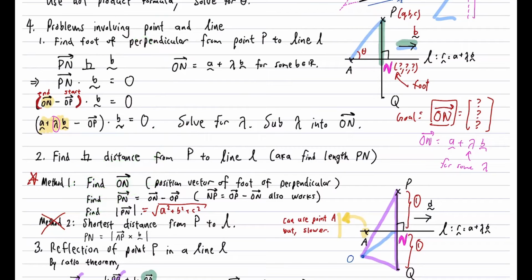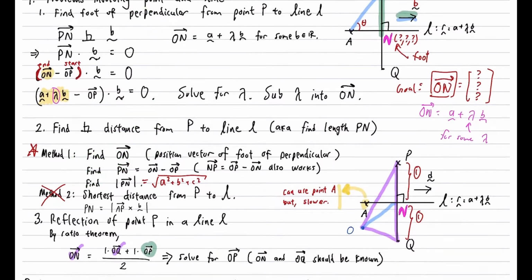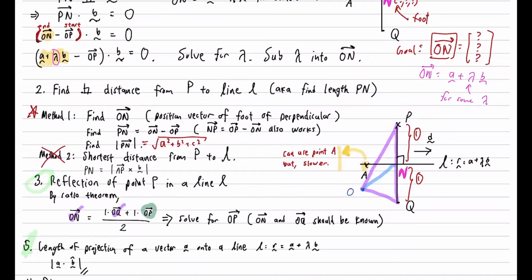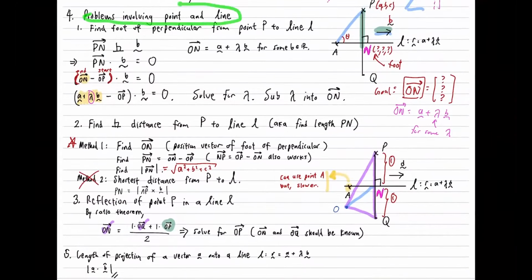Okay. Then moving on to part 3, the last point. Oh, sorry, still got point 5. This is still problems involving a point and a line. Number 1 is finding the foot. Number 2 is finding the perpendicular distance from the point P to the line L, the green color line.